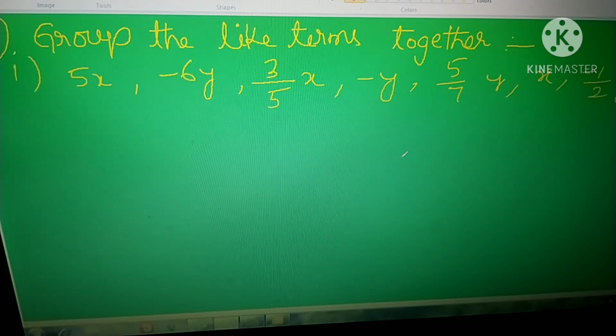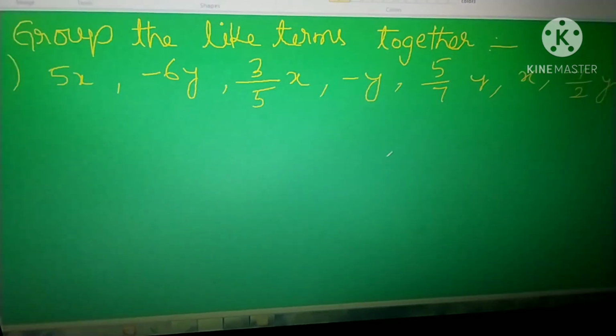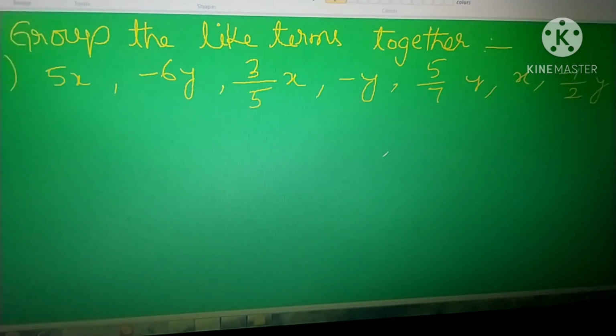Now see here: 5x, minus 6y, 3 by 5x, minus y, 5 by 7y, x, and minus 1 by 2 y. Okay, so this is your problem here. Now we have to write the like terms. Write down that one, like terms.